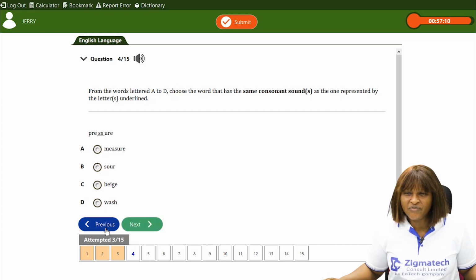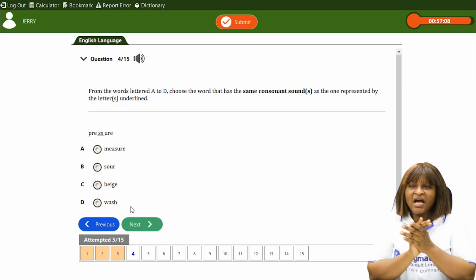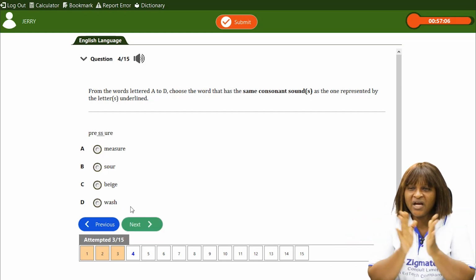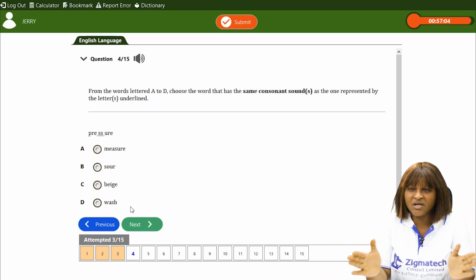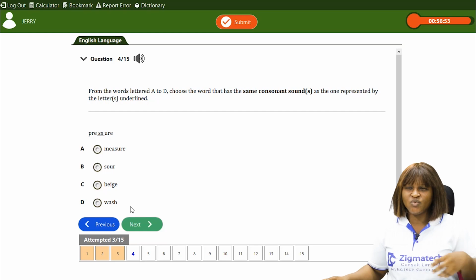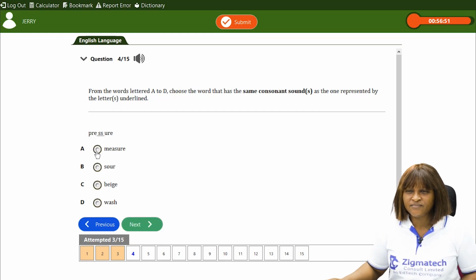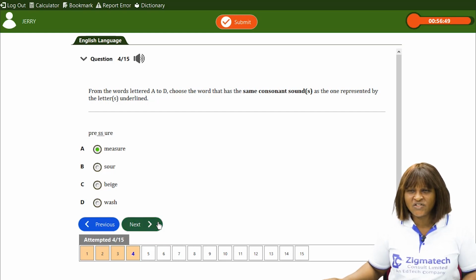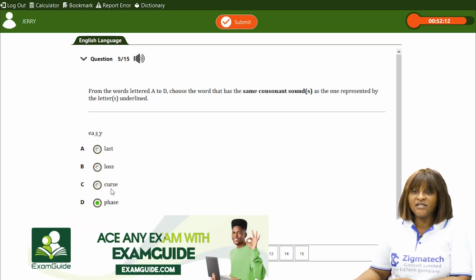All right, let me go to the previous, which is number 4. I have the word pressure, pressure, pressure. So I have measure, I have saw, I have beige, and I have wash. So the answer is what? Measure.